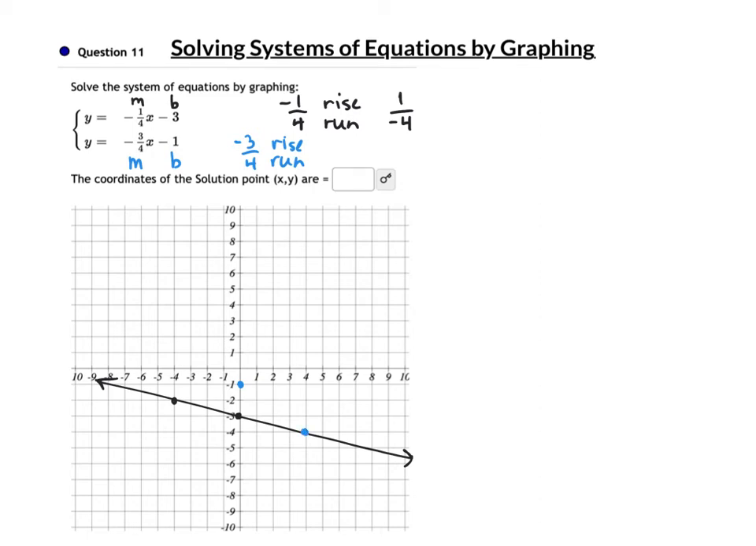Draw your line. The ordered pair that is a solution to both equations is the point x is 4, y is -4. 4, -4.